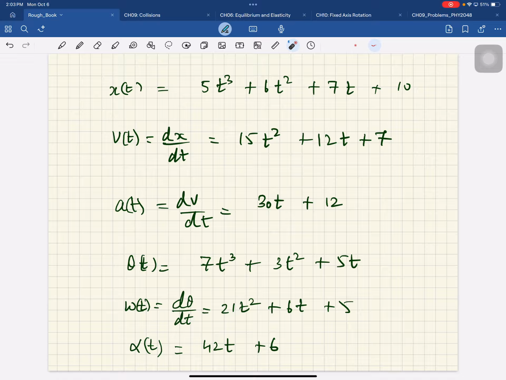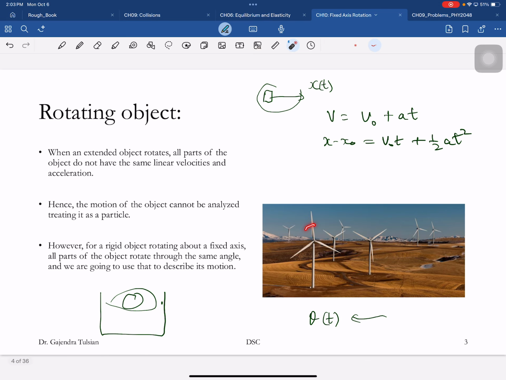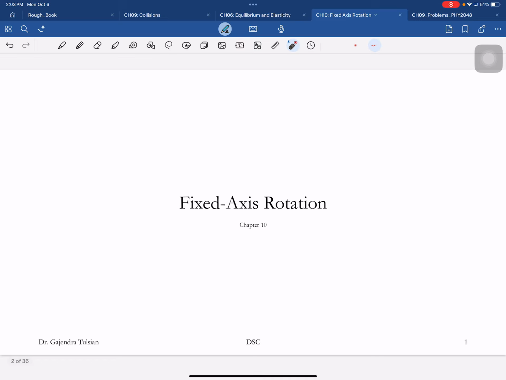Okay. So we will look at the motion of a rigid object about a fixed axis. Right now the axis is at rest. For these guys, actually, the axis won't be at rest. The windmills face the wind, they change directions, but we'll assume that the axis is rigid. So that's what the title of this chapter is: fixed axis rotation of a rigid object.